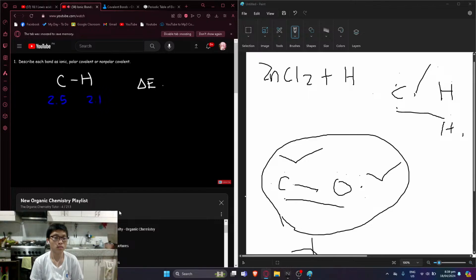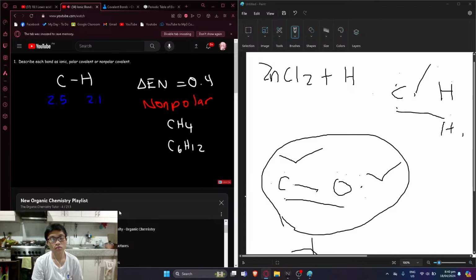So the electronegativity difference is 0.4, which means this bond is nonpolar. Whenever you see a molecule that contains only carbon and hydrogen bonds, it's a nonpolar molecule. For example, methane is nonpolar, it doesn't mix with water, or hexane, C6H12, that's a nonpolar molecule. They don't dissolve in polar substances like water or like alcohol.